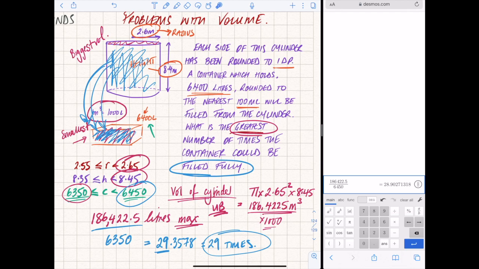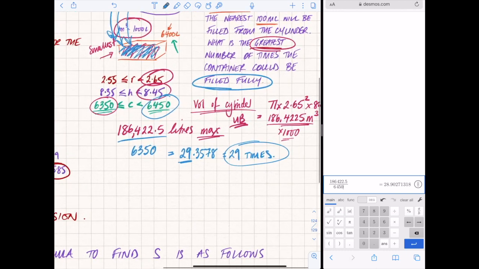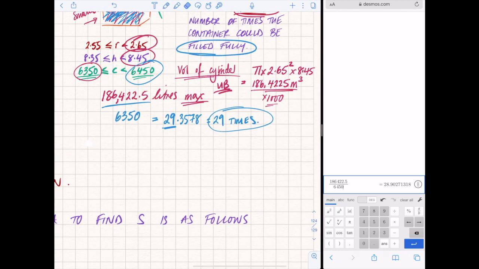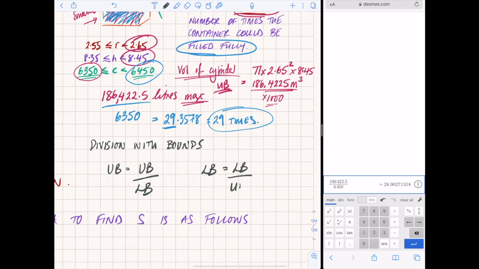So it's really important to remember whenever you're doing division with bounds, and this is definitely worth writing down as a keynote for your revision, whenever there's division involved with bounds, you must make sure you understand that to find the upper bound, you have to do the upper bound divided by the lower bound. And if you're looking for a lower bound, you have to do the lower bound divided by the upper bound. So here, a bigger number divided by a smaller number will give you a bigger number, and a lower number divided by a bigger number will give you a smaller number.